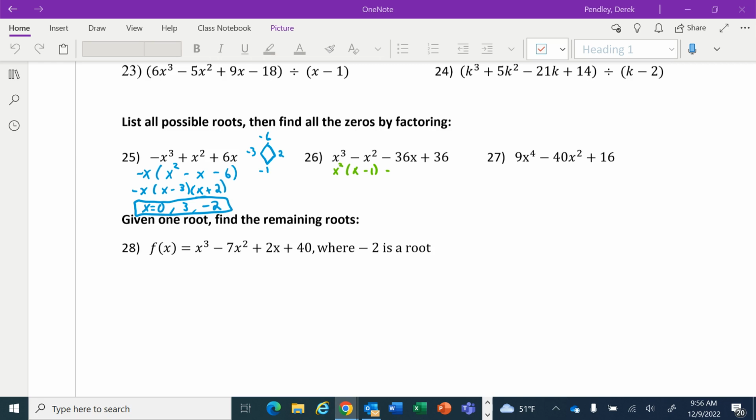And so then if I factor out an x minus 1, I'm left with x squared minus 36, which is a difference of squares. So that is x minus 1 times x plus 6 times x minus 6. So x then is equal to 1 and plus or minus 6. So those are your 3 roots from this problem.